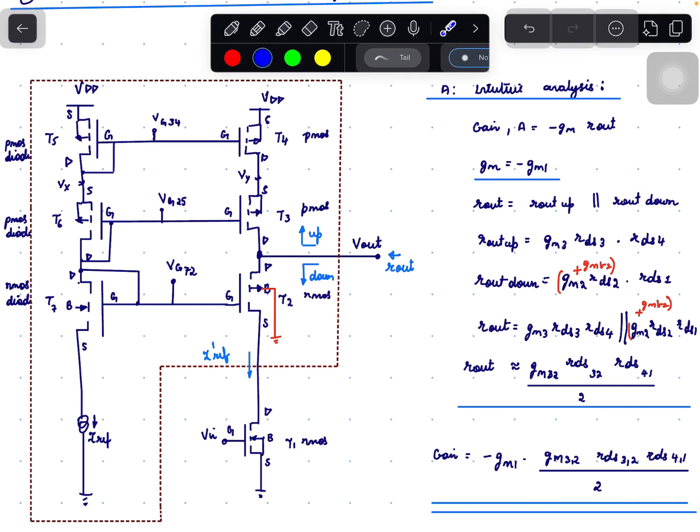The gain of a common source amplifier is given by minus Gm times Rout, where Gm is the transconductance. The transconductance of this circuit is nothing but the transconductance of the input transistor, that is the transistor where the input voltage Vin is provided. So the transconductance of this circuit is equal to Gm1.